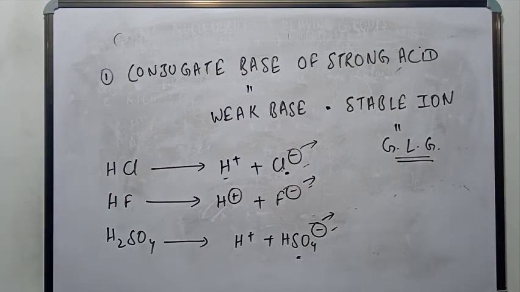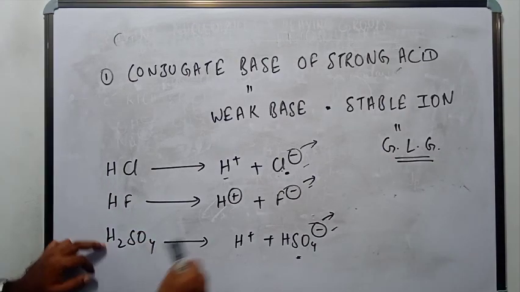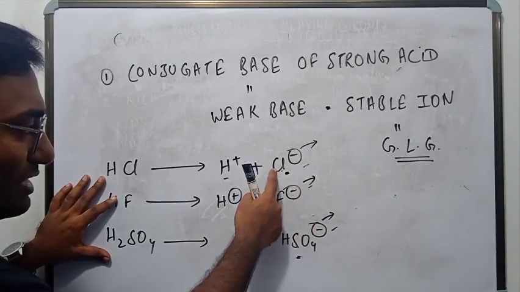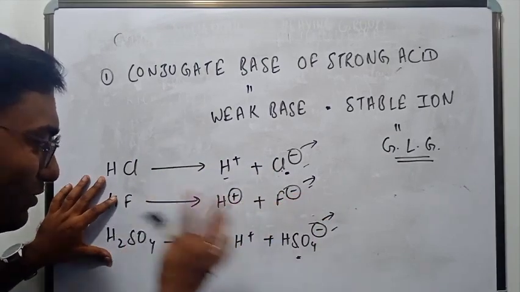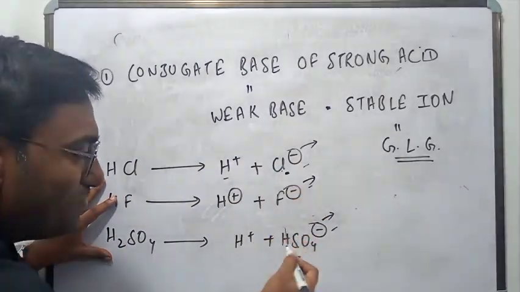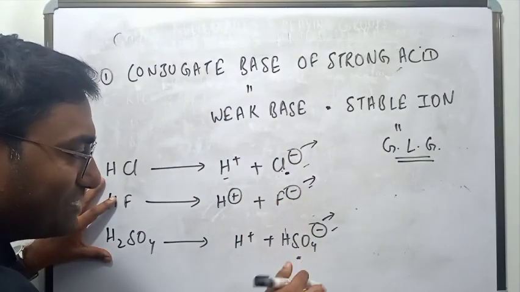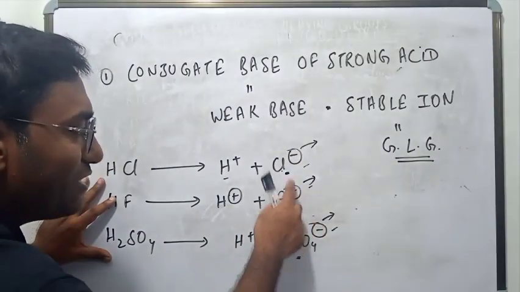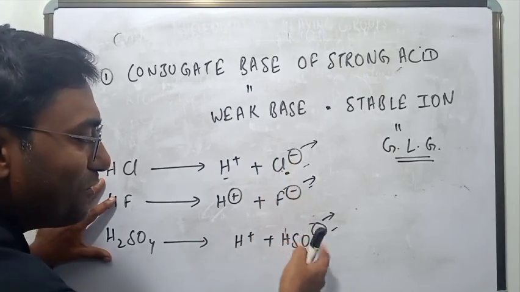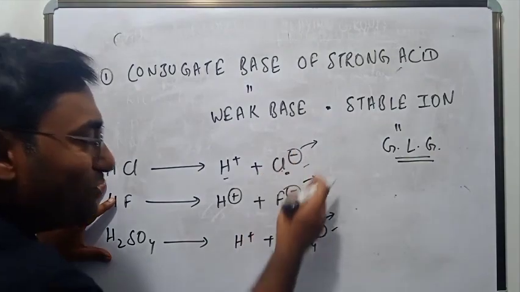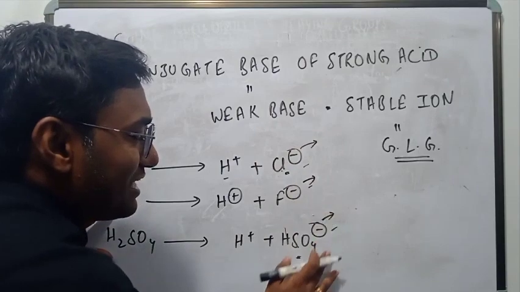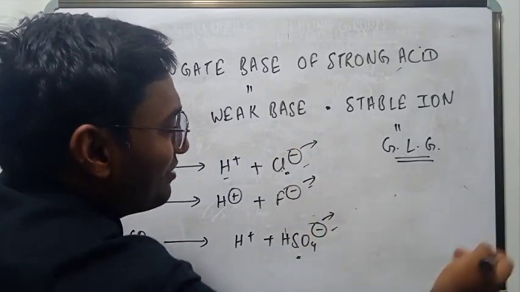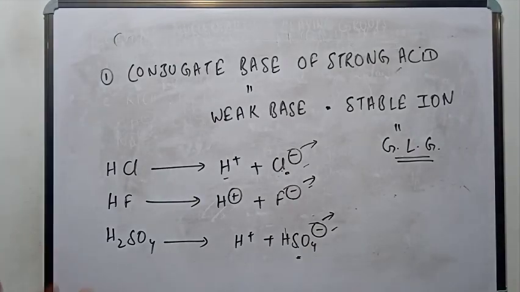I hope you have understood this concept. What I have said here is these are all strong acids. These are their conjugate bases. Are the conjugate bases adding with H plus to give HCl back? No. Is it happening here? No. That means these conjugate bases are weak bases. What is a Lewis base? Donor of electrons. That means it does not donate its electron so easily, so it does not react. That means they are stable. So these are stable ions, correct? And stable ions' formation will be favored. So they are good leaving groups. That is what I have said here.